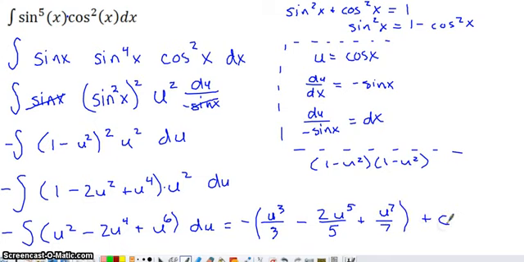This is an antiderivative, so I'm going to have to tack on my plus c. And then the last thing to do here before you box it up and move on is to get the original variable back in place of these u's. The original variable was x. We know u is equal to cosine of x.